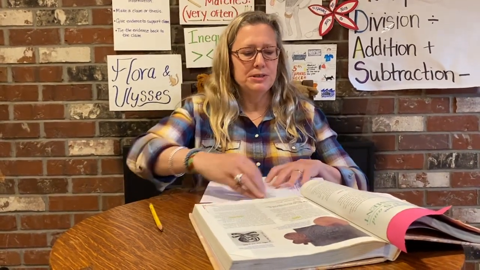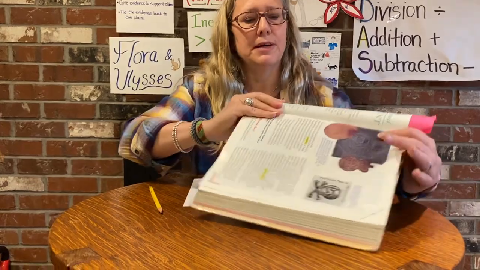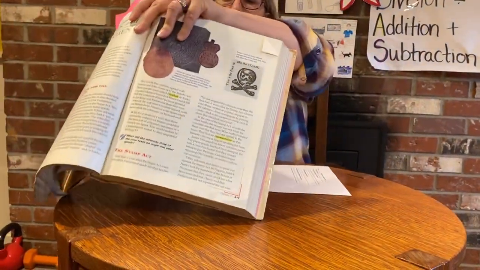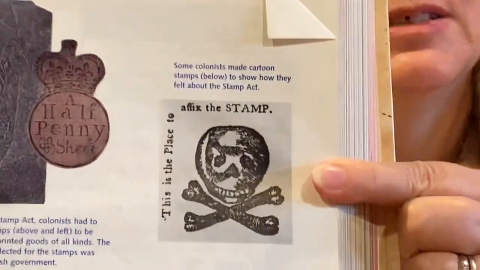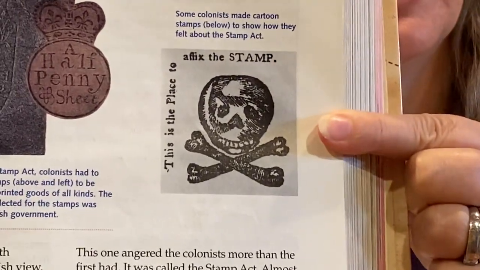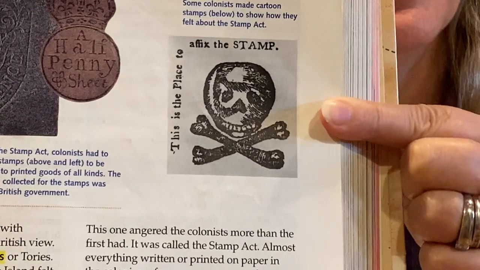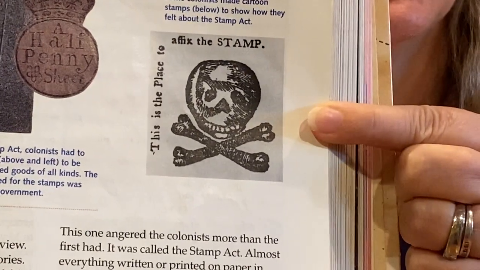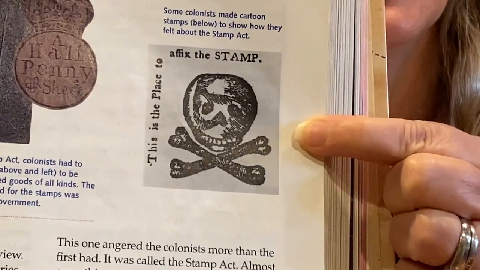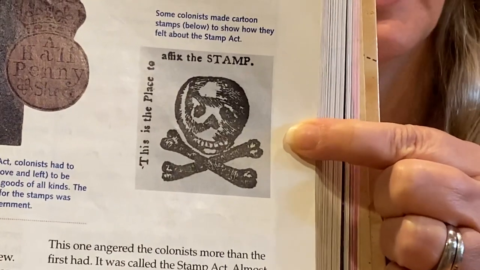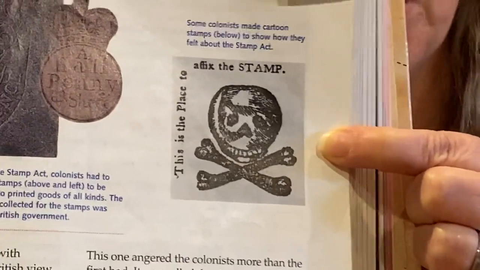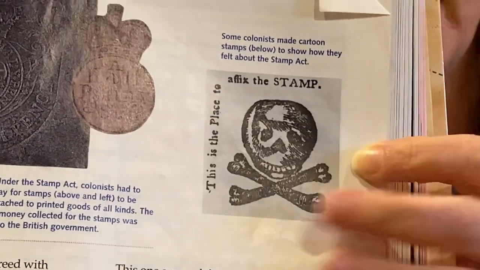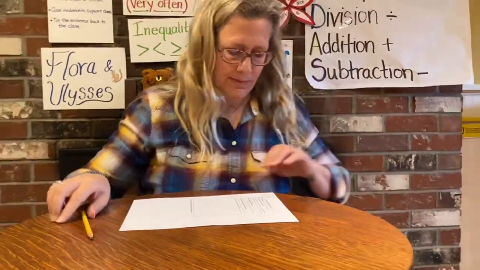All right. And so we're going to make some decisions today. I thought I would show you this one political cartoon from the textbook. And this one is about the Stamp Act. You can see there, that is a cartoon that someone made to show what they thought about the Stamp Act. It says, place your stamp here, and it's the skull and crossbones. So clearly they're not super happy about the Stamp Act.